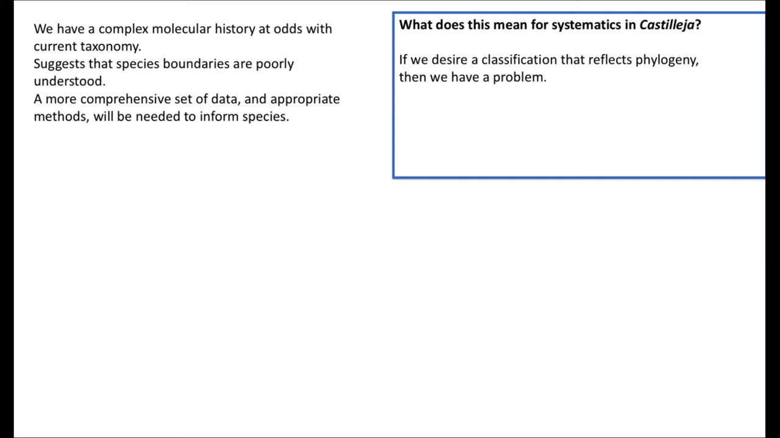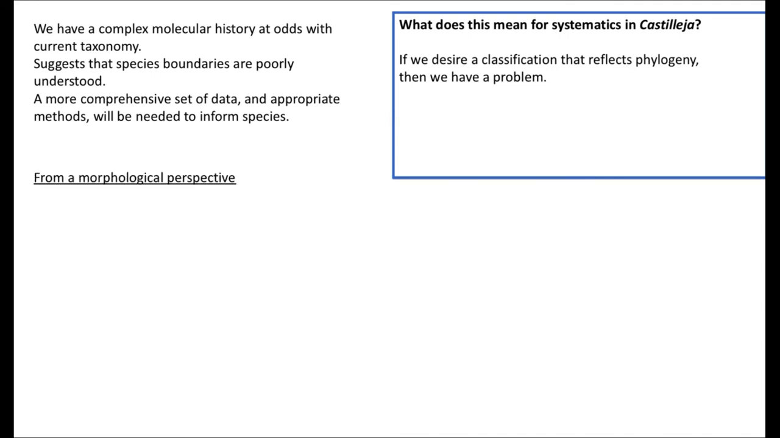I think it also strongly suggests that perhaps our species boundaries are very poorly understood. A lot of this is predicated on what we call species now, and if those were defined a bit differently, maybe these patterns would look a little different. Ultimately, I do think that we need a more comprehensive set of data and appropriate methods, both to inform species, but also to think about systematics in the group as a whole.